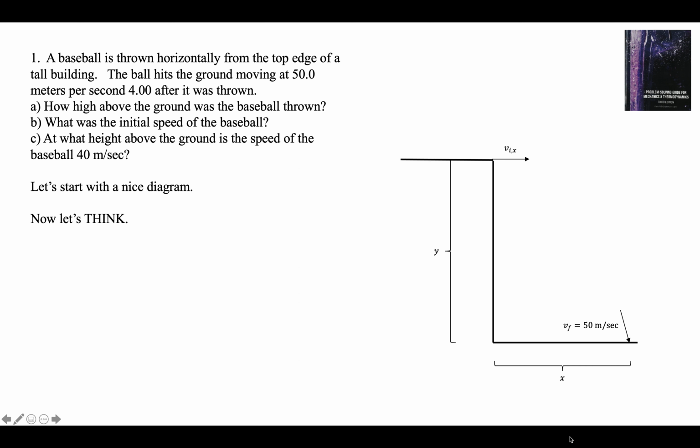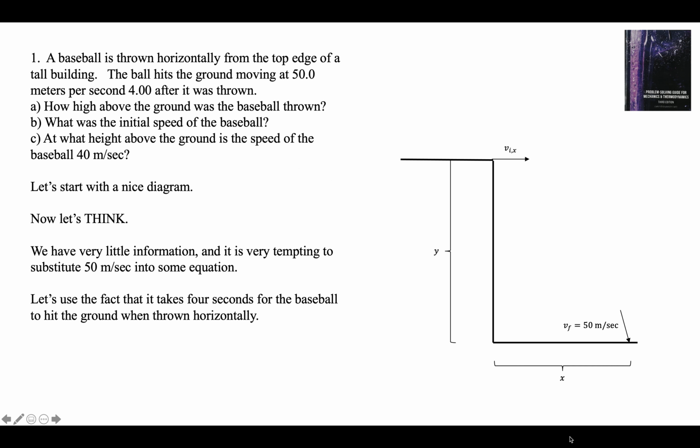Now let's think. How high above the ground was the baseball thrown? We have very little information here, and it's very tempting to stick that 50 meters per second into some equation. If you love to plug stuff into equations, you're going to be using that 50 meters per second. But that 50 meters per second is not in the x direction, and it is not in the y direction. It does not belong in any physics equation. But we can use the fact that it takes 4 seconds for the baseball to hit the ground, and it was thrown horizontally. We just use the vertical direction.